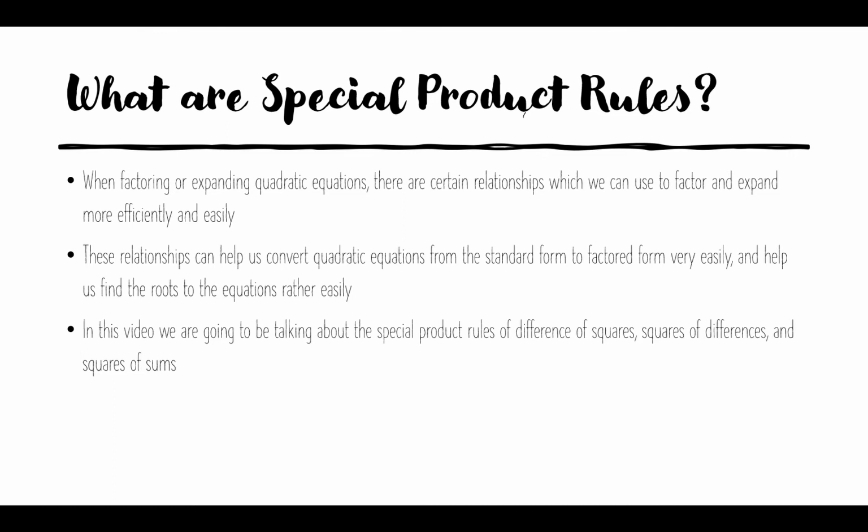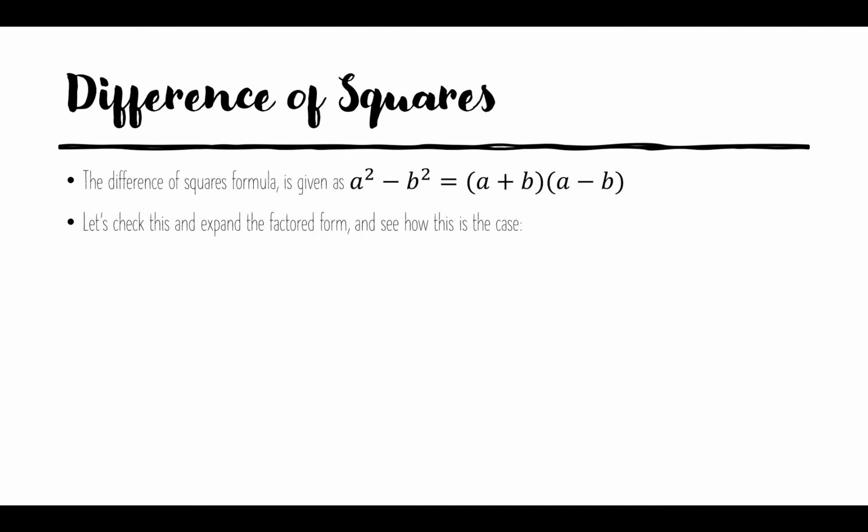So in this video, we're going to be talking about the special product rules of difference of squares, square of a difference, and square of a sum. These are the three special product rules that we're going to be talking about, as they are very helpful. So let's start off talking about difference of squares.